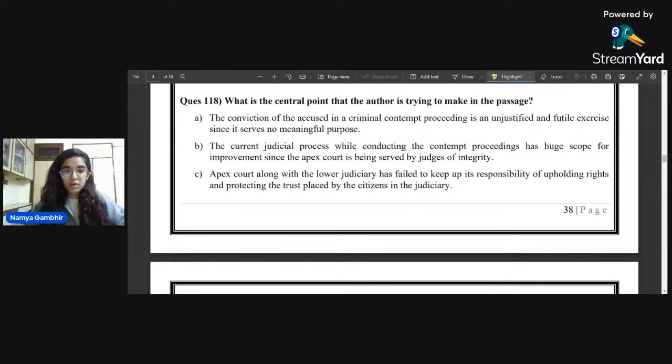Now, the B option is talking about a scope for improvement. Now, the author's stance is that there is no need for such proceedings per se. There is no need as a whole. When we talk about improvement, we are saying that okay, fine, we are okay with the concept of it, but it just needs to be improved. There are certain gaps which are present which you can mend. So, if you look at B, then that is not what the author is talking about.